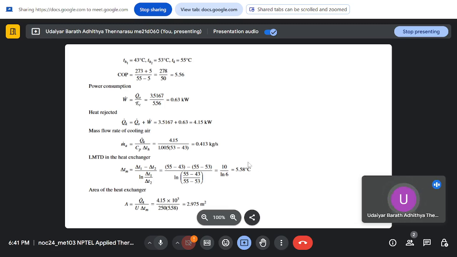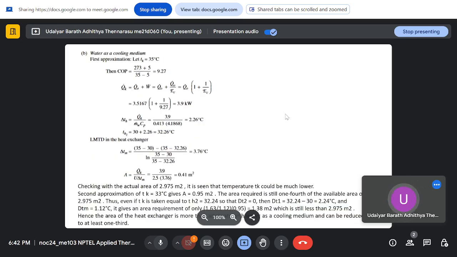For this temperature difference I can find out the area, which is Q by U into the LMTD. Substituting the values, Q is 4.15 kilowatts, so 4.15 into 10 power 3 divided by U, which is 250 watt per meter square Kelvin, into your temperature difference 5.58, which gives me an area of 2.975 meter square. So with this I finished the first part of the question with air. I know all the parameters when it is operating with air. Now we'll move on to water as the cooling medium.